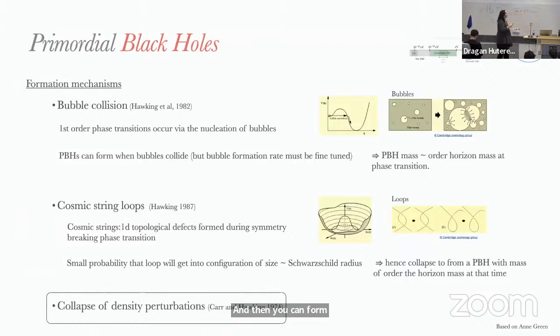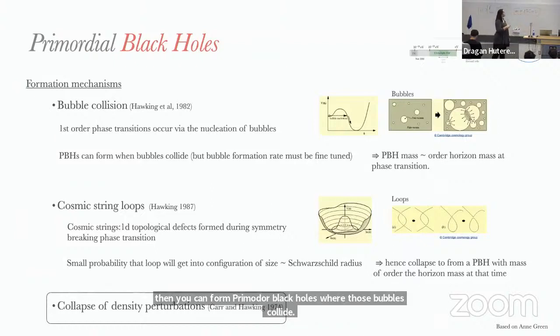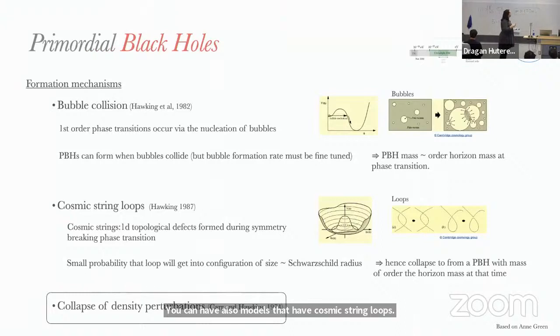You can also have models that have cosmic string loops. So what are cosmic strings? Cosmic strings are, again, topological defects that are formed when you have a symmetry breaking, but you have to have that the topology of the vacuum is a topology like this, so it can create a 2D object. So the cosmic string is nothing more than that.